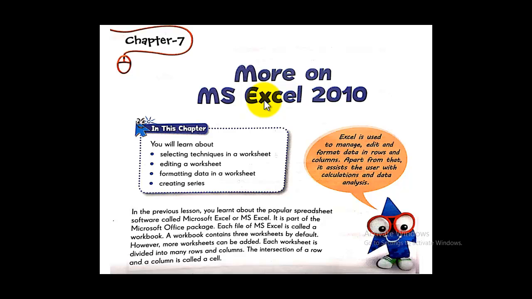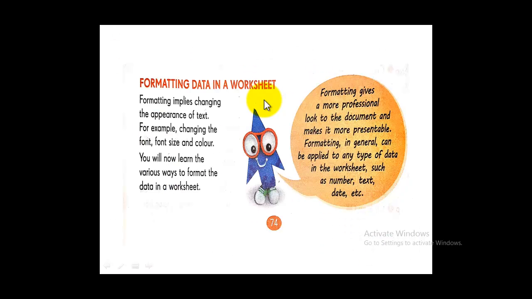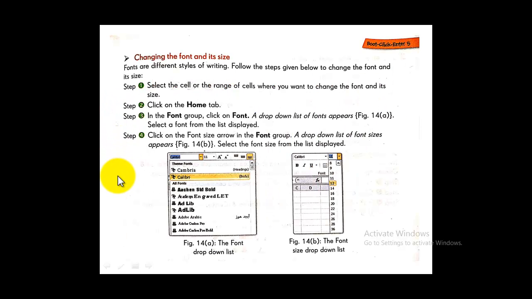Now let's see formatting data in a worksheet. Now let's see what is the formatting we have to apply to change the appearance of the text. Now the first here is changing the font and its size. Now fonts are different styles of writing. Follow the steps given below to change the font and its size.